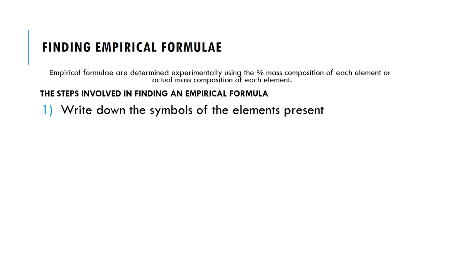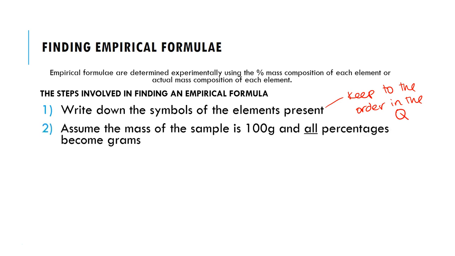Okay, so we write down the symbols of the elements present, and usually you will just keep to the order in the question. At this stage in your understanding of chemistry, you're probably not going to know which way they go together. Just keep it the way it is in the question. If it's listed carbon, hydrogen, nitrogen, then write them down that way. Okay, assume the mass of the sample is 100 grams and all percentages become grams. We saw that in the previous video. If it's a percentage, if it adds up to 100 grams, then all our percentages just swap from being percentages to grams, which is really handy.